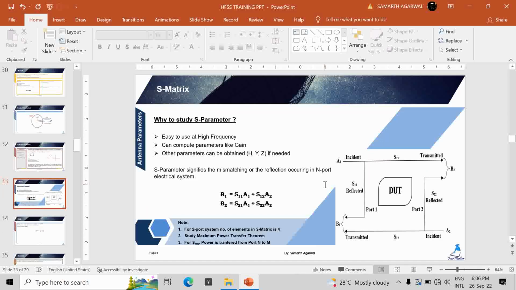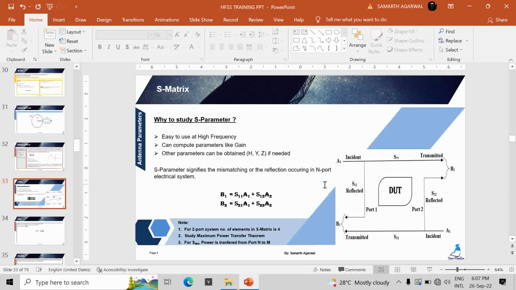so now the S matrix, if I say S parameter, is a kind of matrix which gives us the detail regarding the S parameters, that is, the reflection and transmission coefficients. What I have told just now, I have mentioned here. Now this is used at high frequency because it is easy to use at high frequency, because anyway we have other parameters as well, like A parameters, B parameters, H parameters, Z parameters and Y parameters. But the S parameter is easy to use at a higher frequency. Okay, and we can compute parameters like gain also, and we can plot these on a Smith chart as well.